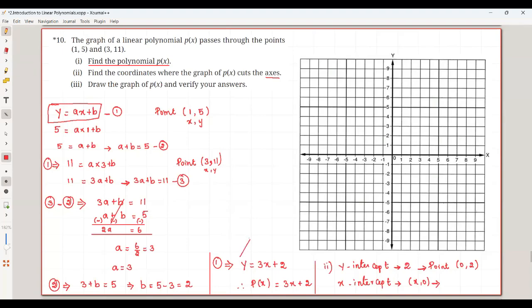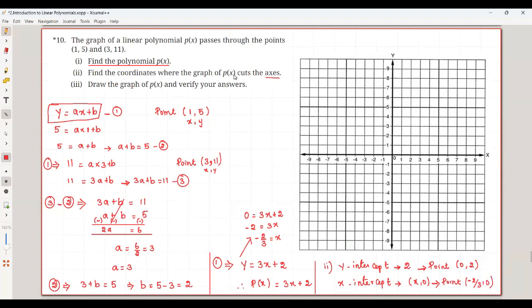From this I'm just doing it here. So y is 0 means 0 is equal to 3x plus 2. Take this 2 to this side, plus 2 becomes minus 2. Minus 2 is equal to 3x. Take this 3 to this side, so what will come? Minus 2 by 3 is equal to x. The x value is minus 2 by 3. So what is the point now? The point will be minus 2 by 3 comma 0.